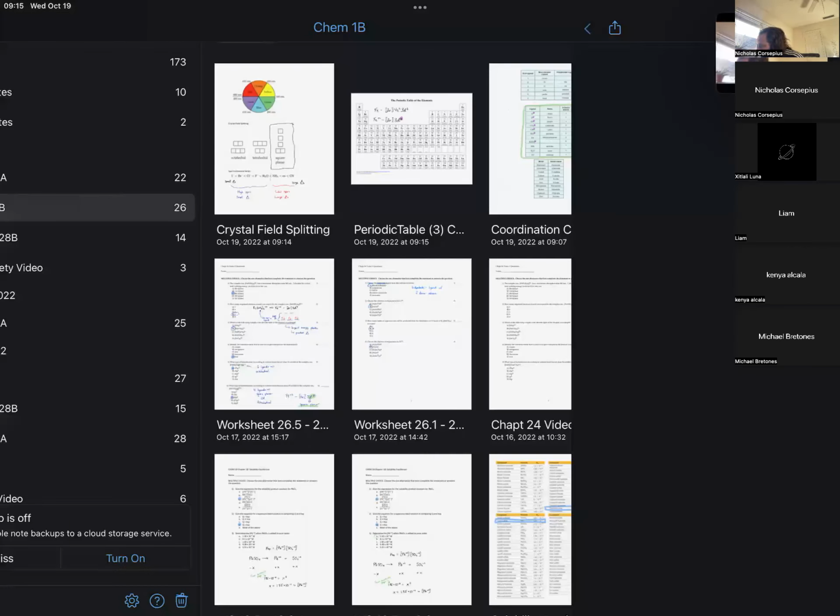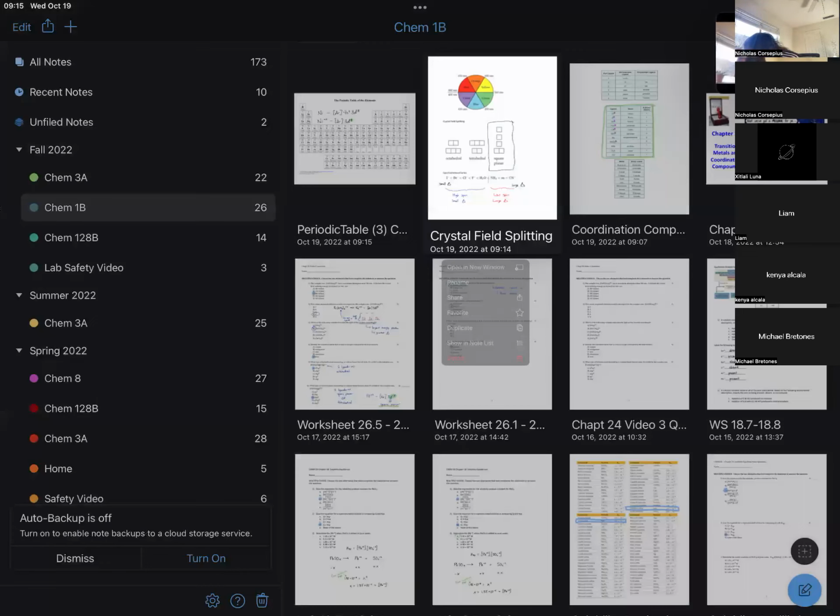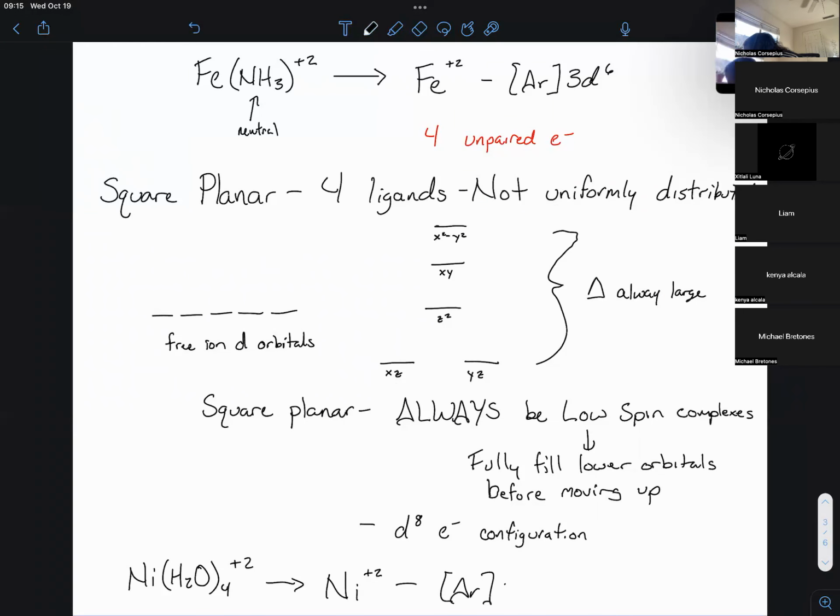All right, so now I'm going to go back here. So this is argon 3d8. I'm going to fill in my electron configuration diagram here, but I'm going to do so in this low spin manner, where I'm going to fully fill all lower energy orbitals before I move up. Right, so that's how I got those fully filled bottom orbitals. Then I moved up. That would be 6 electrons, 7, 8. So this leaves me with 0 unpaired electrons.